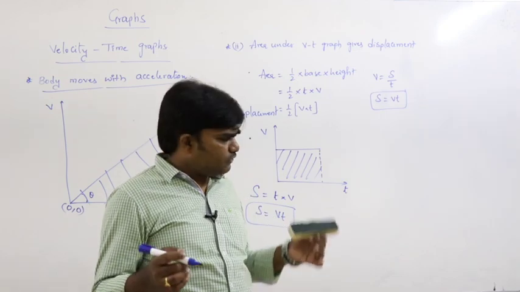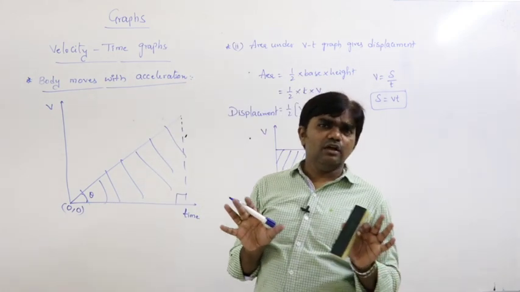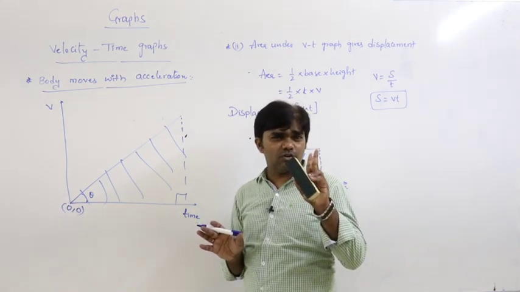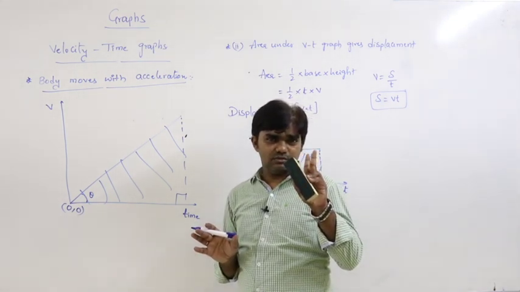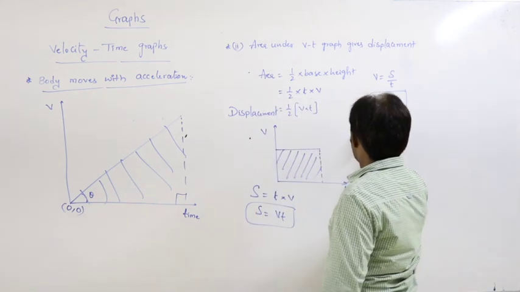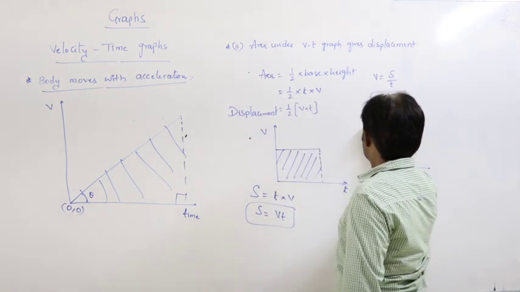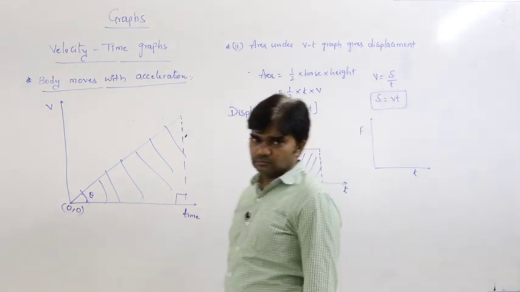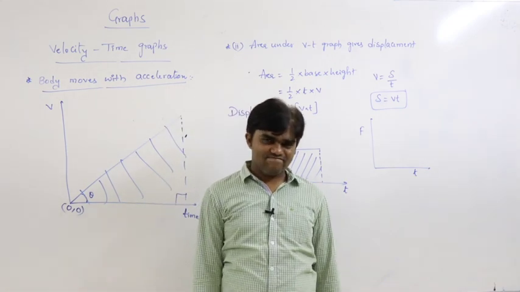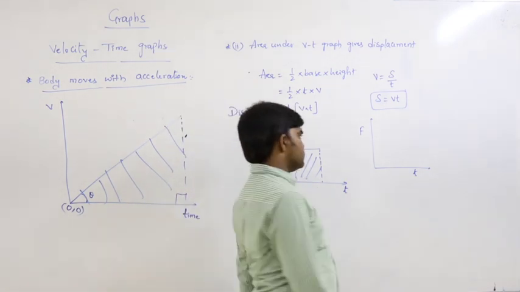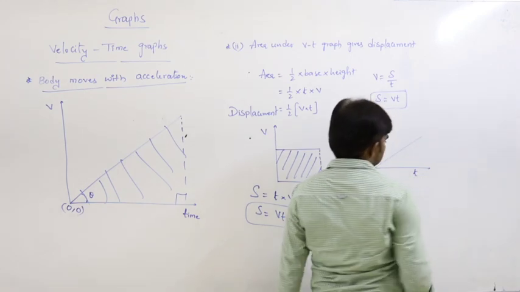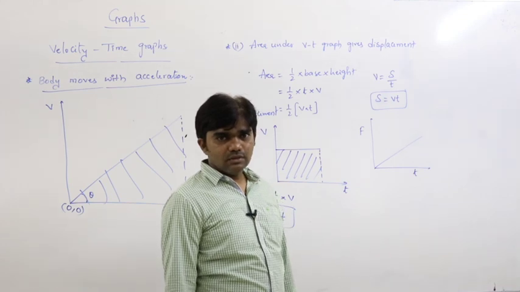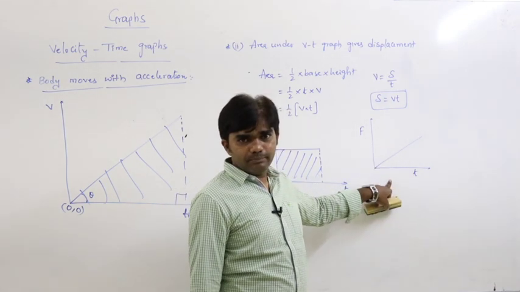In the further chapters also, whatever it may be, consider the graph between any two physical quantities. For example, if we draw the graph between force and time, this is the shape of the graph. Time increases, force also increases. Slope gives force by time.